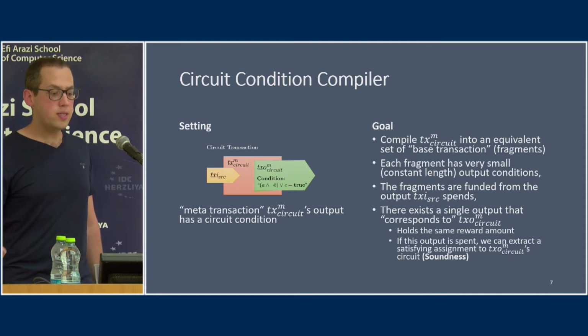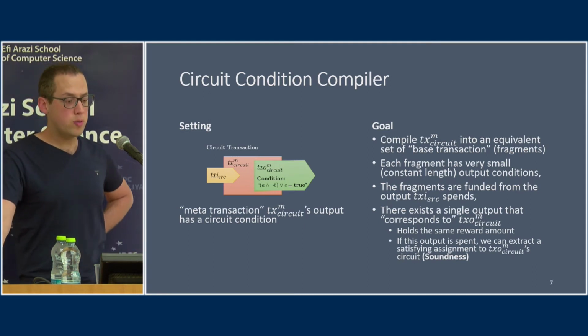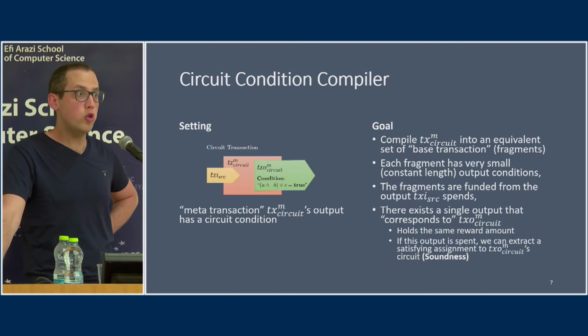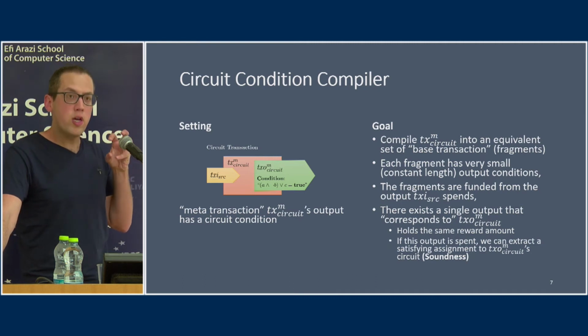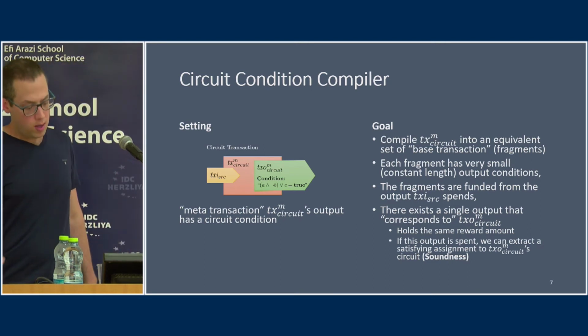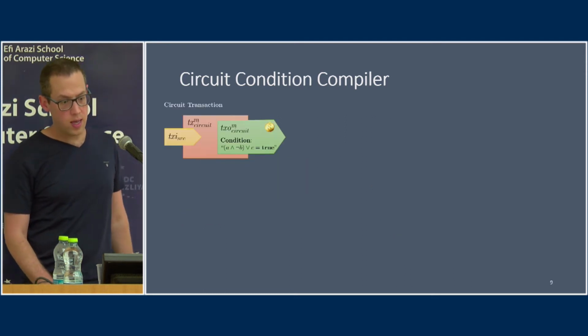There also exists a single output that corresponds to the output of the original transaction, in that they both hold the same reward amount. And also, and this is our soundness requirement, if you can spend that output, then you can extract an assignment satisfying the circuit in the condition of the original transaction. Let's see how we do this.